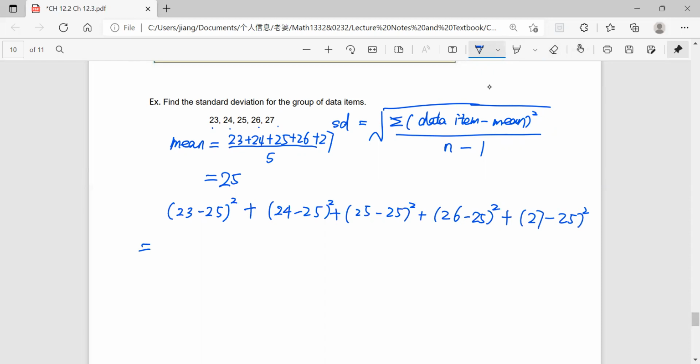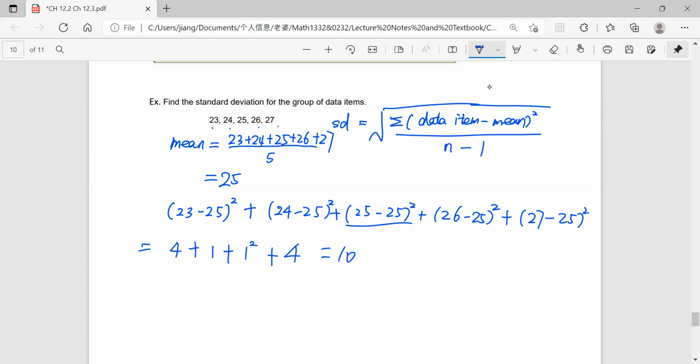Okay, let's see what these are. 23 minus 25 is -2, and -2 squared is 4. Plus 24 minus 25 is -1, and -1 squared is 1. Plus this part is 0. And then 26 minus 25 is 1, squared is 1. And then 27 minus 25 is positive 2, and 2 squared is 4. So 4 plus 1 plus 0 plus 1 plus 4, that's 10.